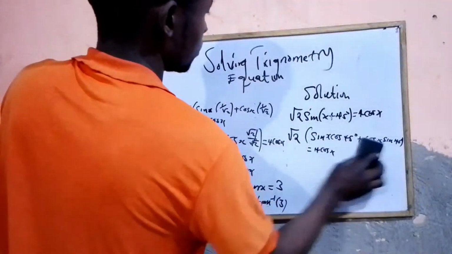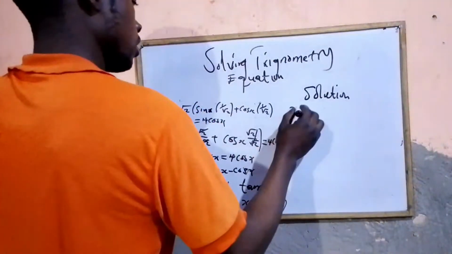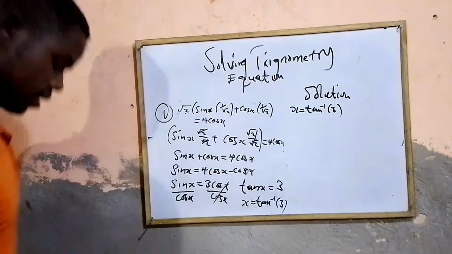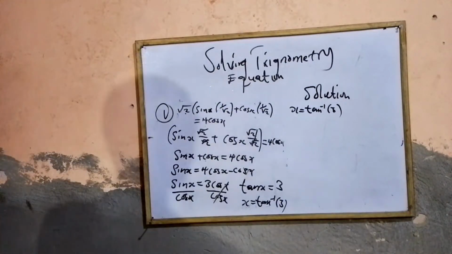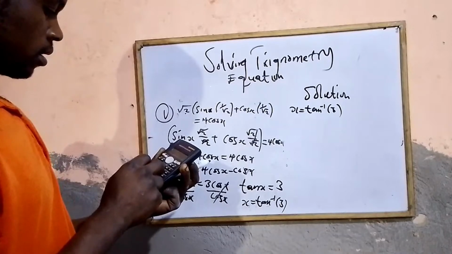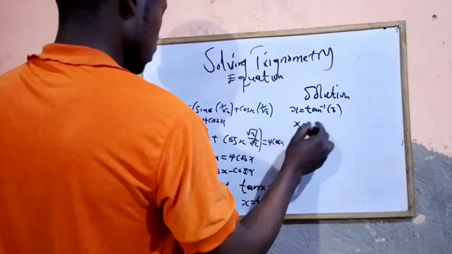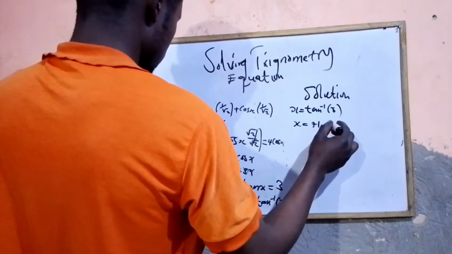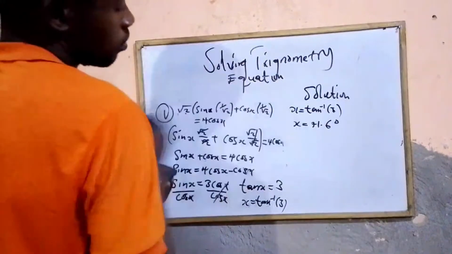Let's create a space here, where we have x equals tan inverse of 3. Then let's punch it on the calculator. Shift tan 3, you're going to have x equals 71.6 degrees. This is the angle we have found, and it is a positive one.